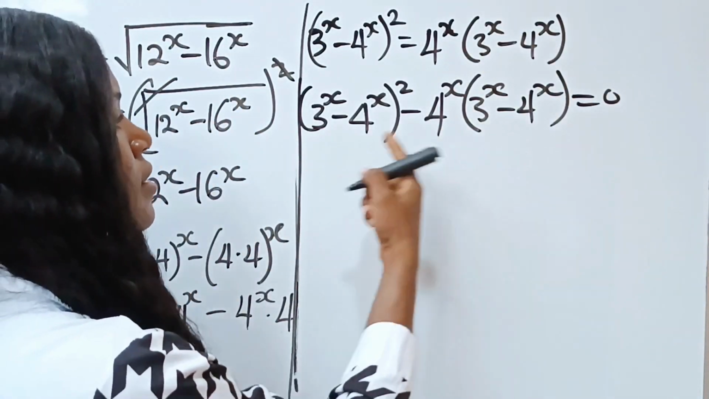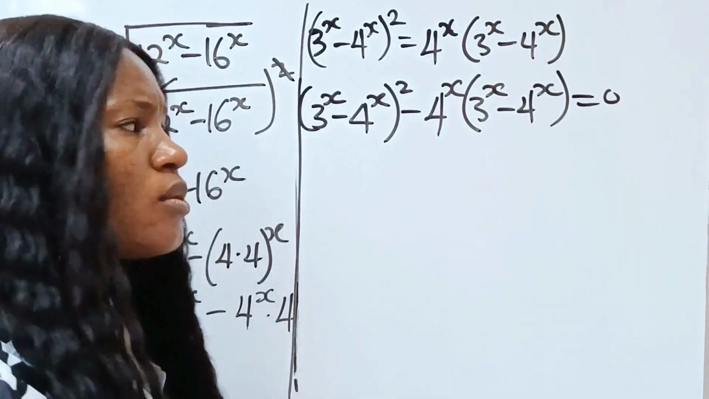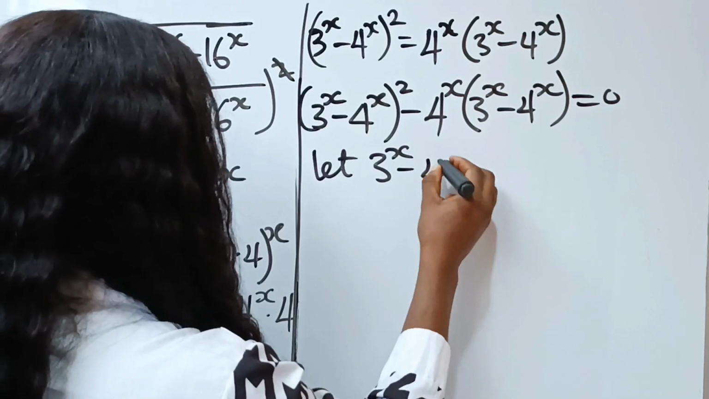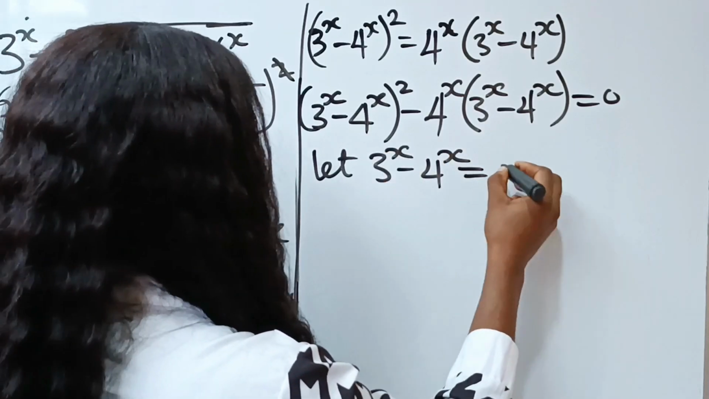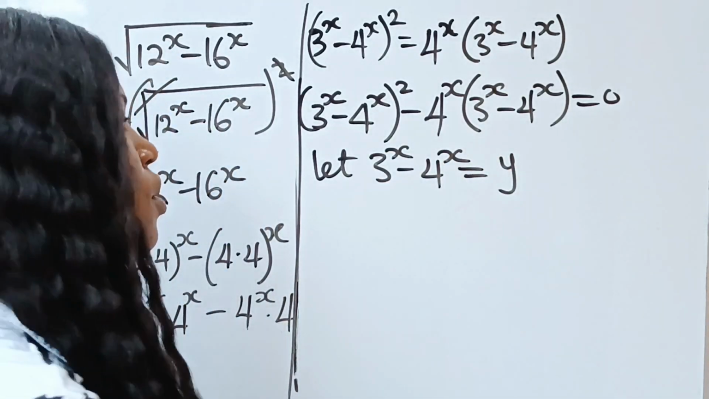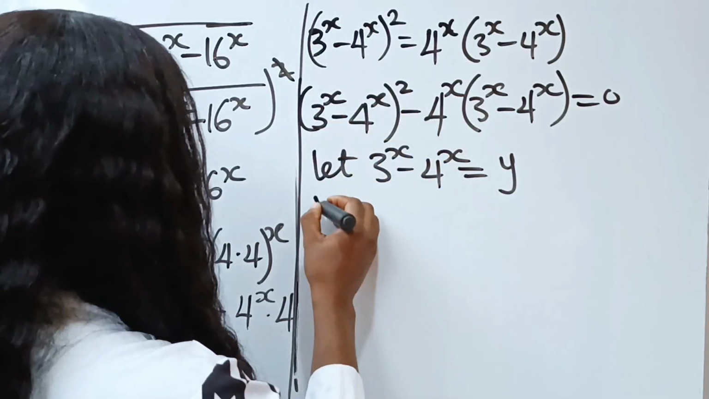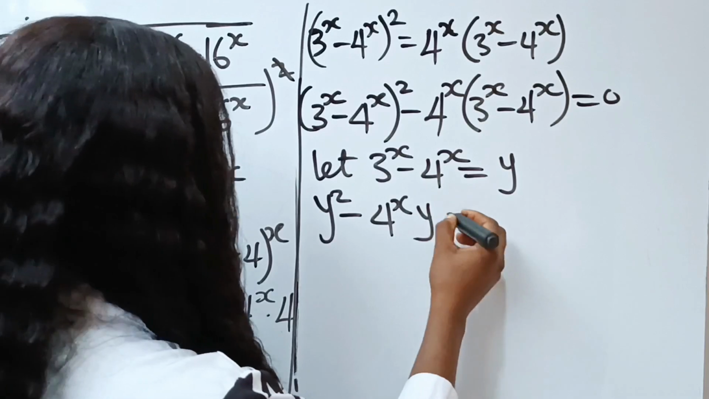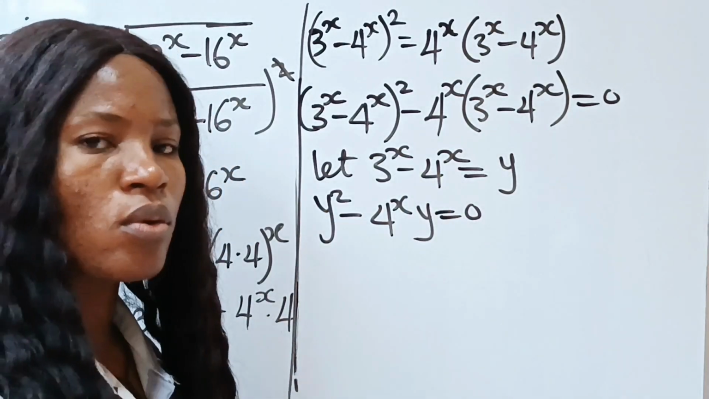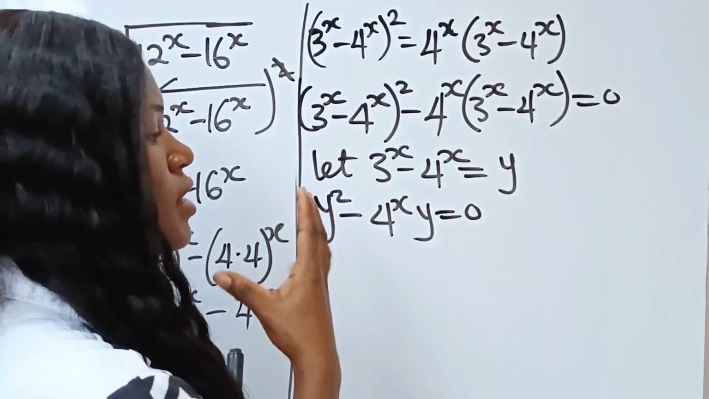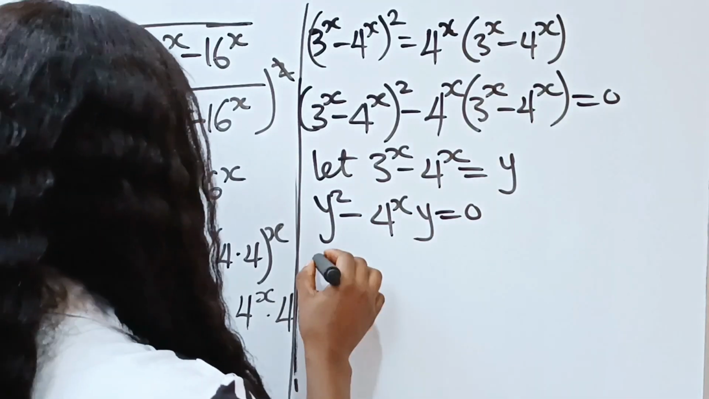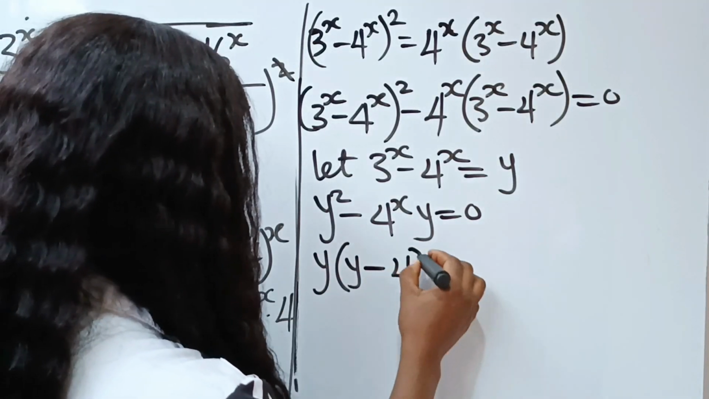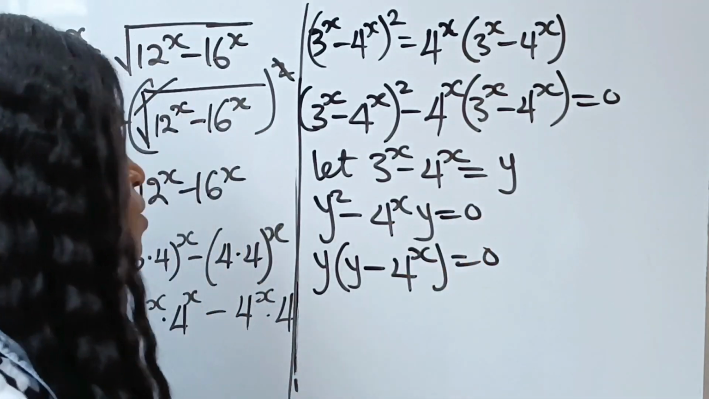Now we have the same thing inside the brackets, we can call them something. So we can say, let 3 to the power of x minus 4 to the power of x be equal to y. All right, so if we say that, that means this is what? y squared minus 4 to the power of x multiplied by y is equal to 0. Now they have y in common, let's factorize that out. So we have y times (y minus 4 to the power of x) is equal to 0.